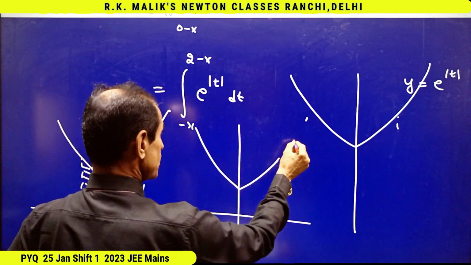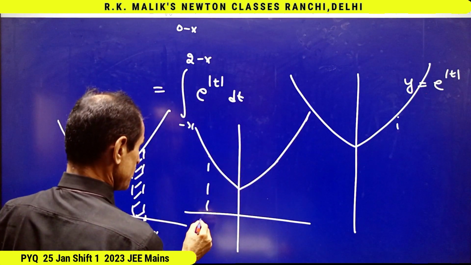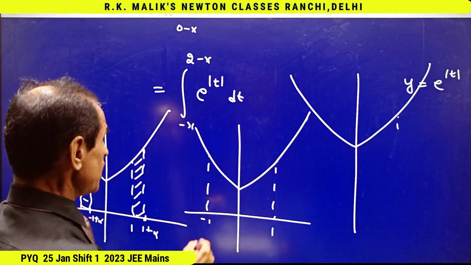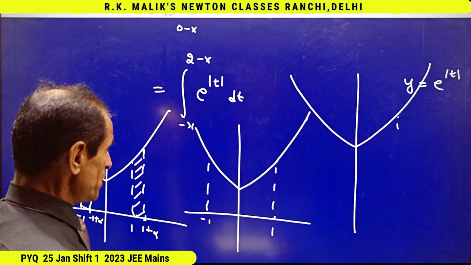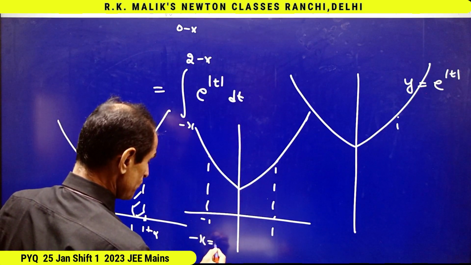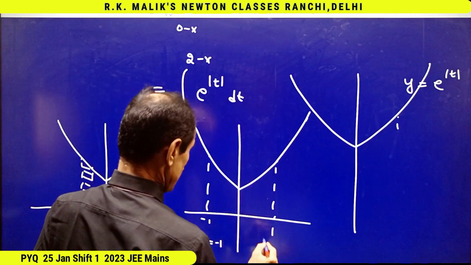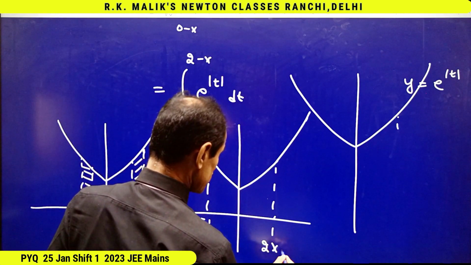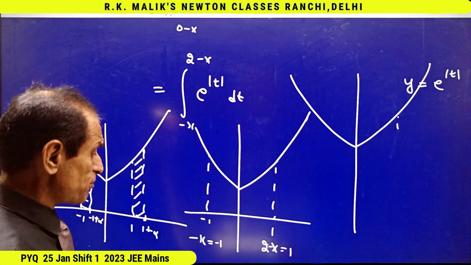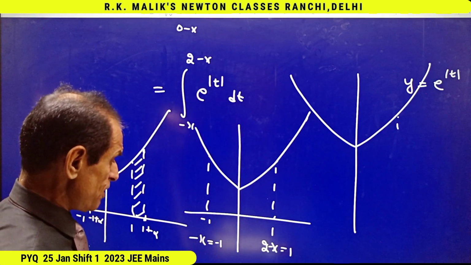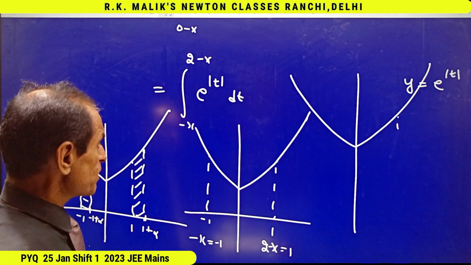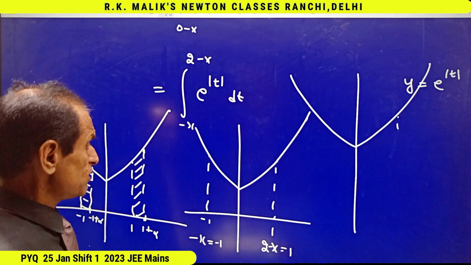That is, I can say in the situation minus 1 to 1, the area under this curve will be minimum. That is, minus x should be equal to minus 1 and 2 minus x should be 1. From both the cases I am getting the answer 1, x equal to 1. That is, the value of this will be minimum for x equal to 1.